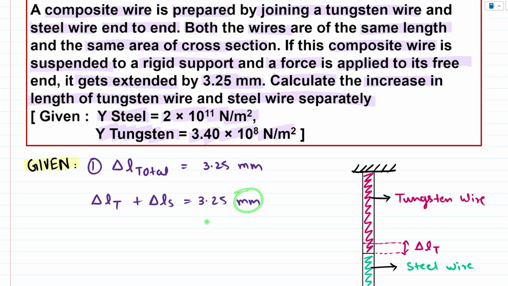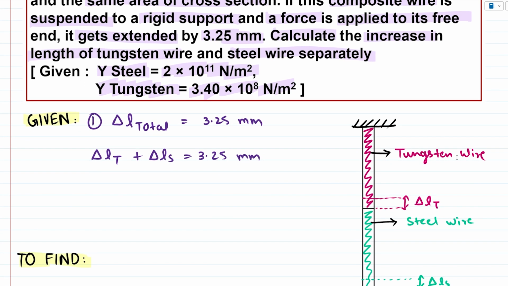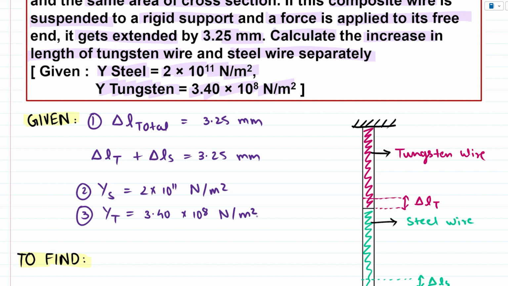Now I know generally हम millimeters को meters में convert करेंगे as an SI unit trick, but for this particular question it actually makes a much simpler calculation if we keep the values in millimeters only. So we're gonna keep the values in millimeters only. ठीक है? And then the second and third quantity जो हमें given हैं, that is the Young's modulus for the material steel Y of S, 2 into 10 raised to 11 Newton per meter square is the value. And similarly the third quantity is the Y of T, that is Young's modulus for tungsten. The value is 3.40 into 10 raised to 8 Newton per meter square as well.